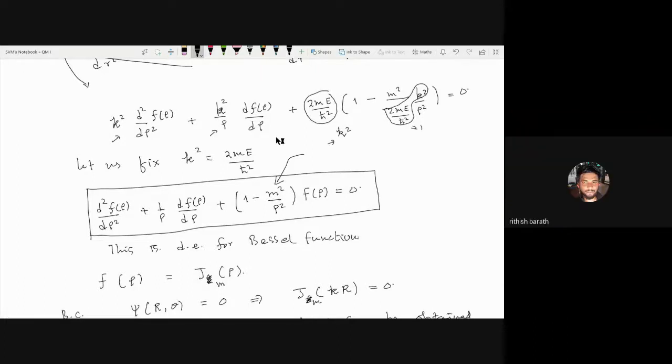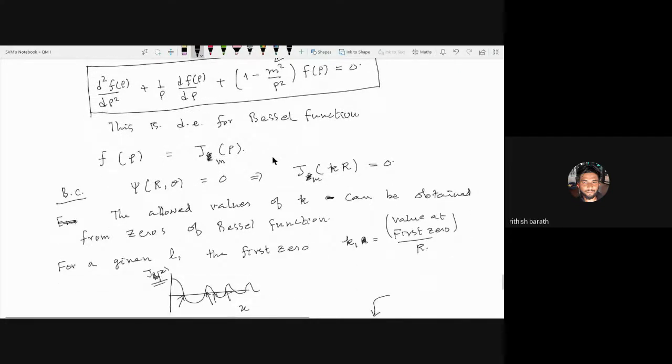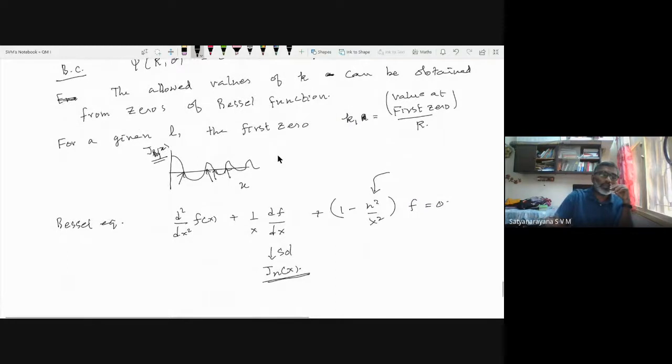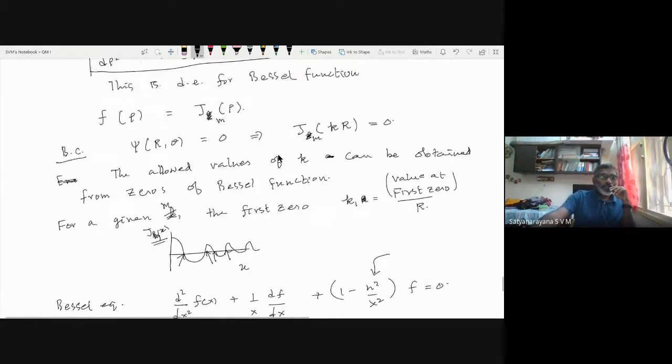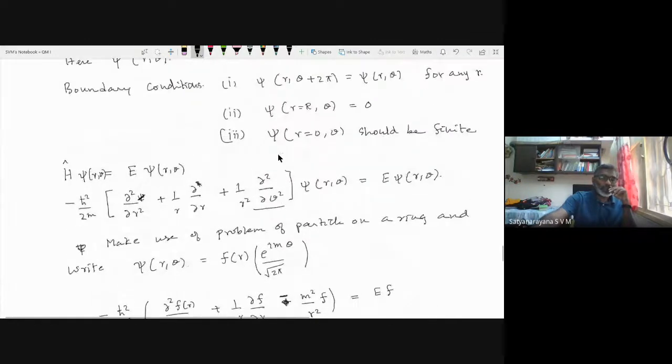Yeah, that's what I got confused. Yeah, put L as m now, sir. Now this makes sense. Yeah, it is Jm of x. And so for a given m, the first zero is like this. So this is the quantum mechanics of a particle on a disk.